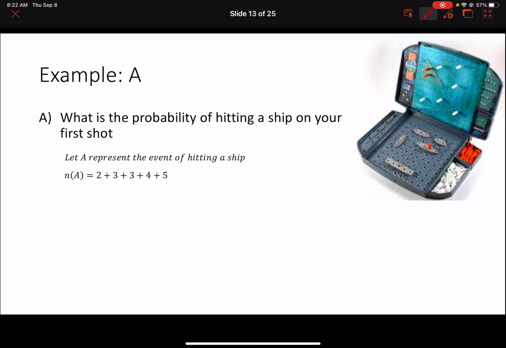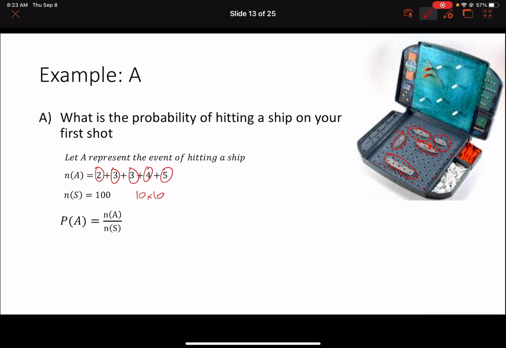So the probability of hitting a ship is, well, that's 2 right there, right? That's 3. That's 3. That's where we get the 3 from. That's 4. And that's 5. So these are the number of ways you can hit a ship. And there are 100. That's from 10 by 10. There's 100 little dots here.